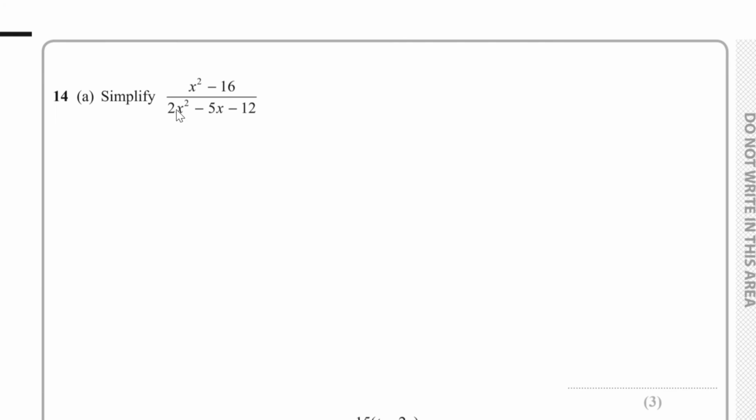Question 14, part A, we have to simplify x squared minus 16 over 2x squared minus 5x minus 12. First of all, let's consider the x squared minus 16. You'd find here we have a difference of 2 squares. We can rewrite this as x plus 4 lots of x minus 4.